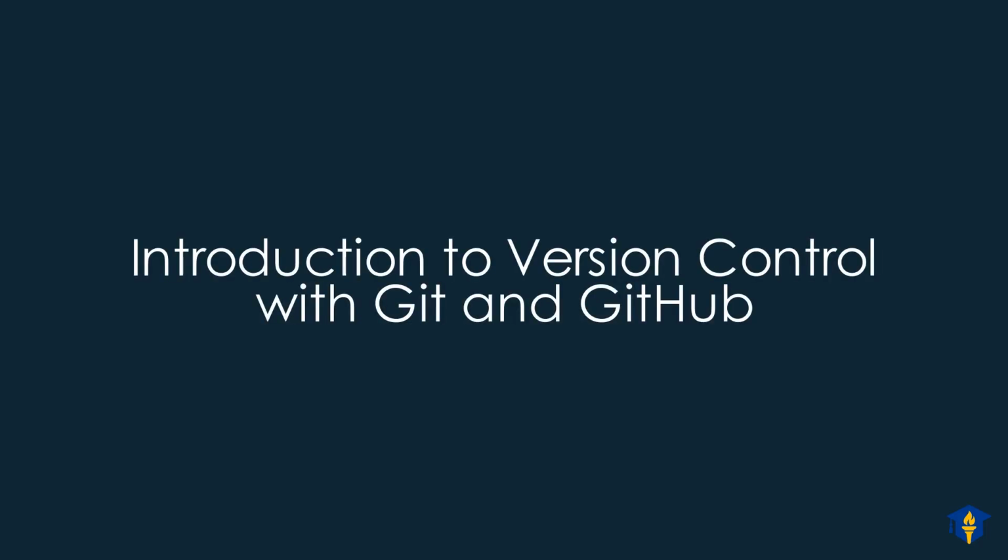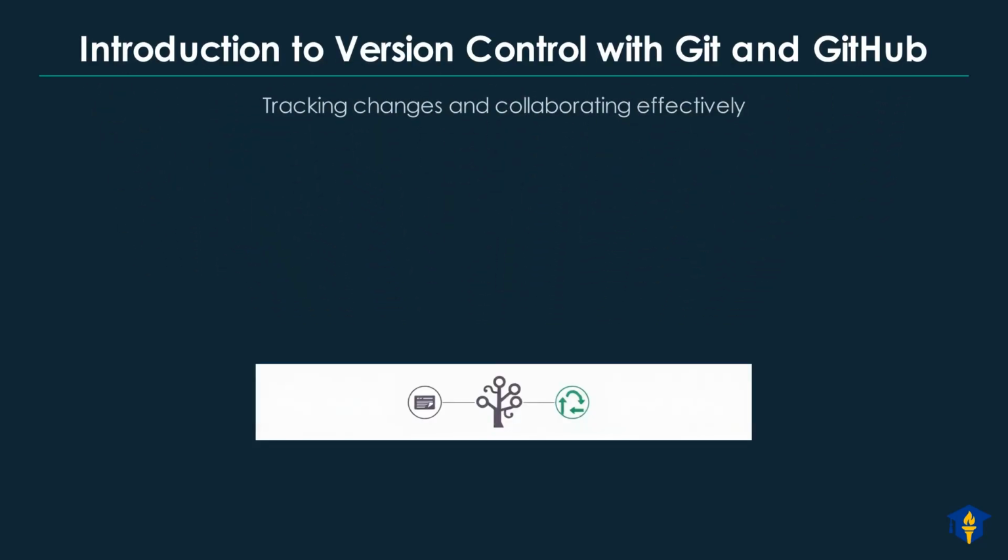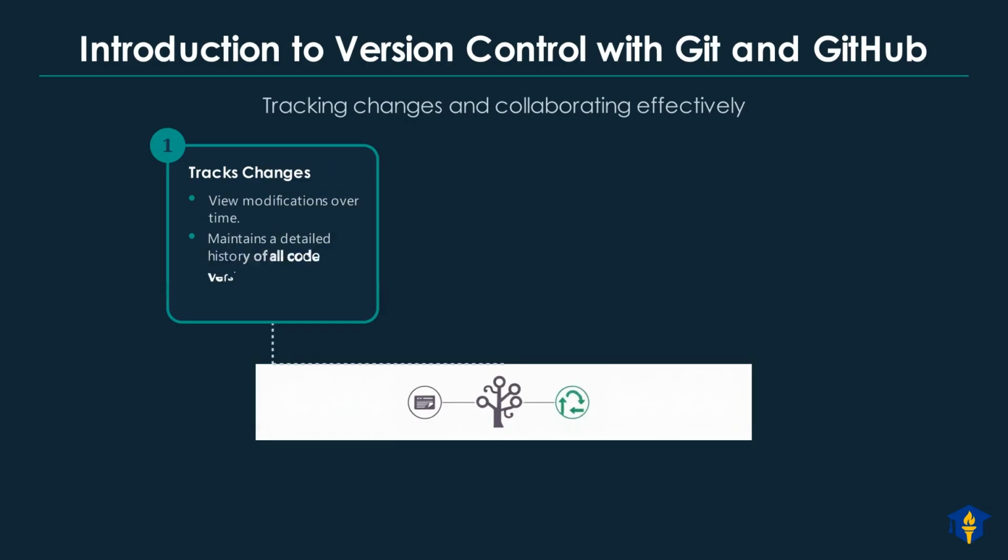Today, we will introduce version control using Git and GitHub, essential tools for developers. These tools help you track changes and collaborate effectively on software projects with your team. One primary function of Git is tracking changes. It allows you to view all modifications made to your code over time. Git maintains a detailed history of all code versions, so you never lose any work.